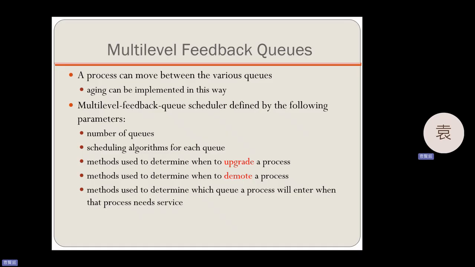So multi-level feedback queue scheduling is defined according to the following parameters: the number of queues and the scheduling algorithm for each queue; a method used to determine when to upgrade a process from the bottom queue to an upper queue; a measure used to determine when to demote a process from an upper queue down to a bottom queue; and a measure used to determine which queue a process will enter when the process needs service.